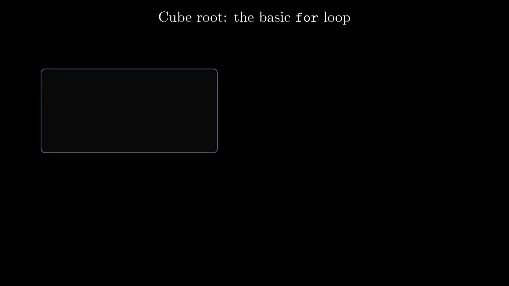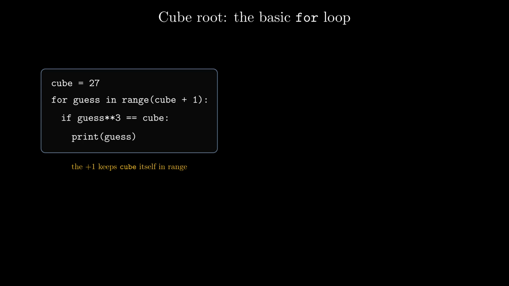Here's the basic version. We loop for guess in range of cube plus 1, checking every value from 0 up through cube. Why cube plus 1? Because range stops 1 short of its argument, and if the user hands us the number 1, we still need to check 1 itself, which is a perfect cube. Inside the loop, if guess to the power of 3 is equal to cube, we found it, so we print guess. Run it with cube equal to 27. The loop checks 0, 1, 2. Then 3 cubed is 27, a match, and it prints 3.